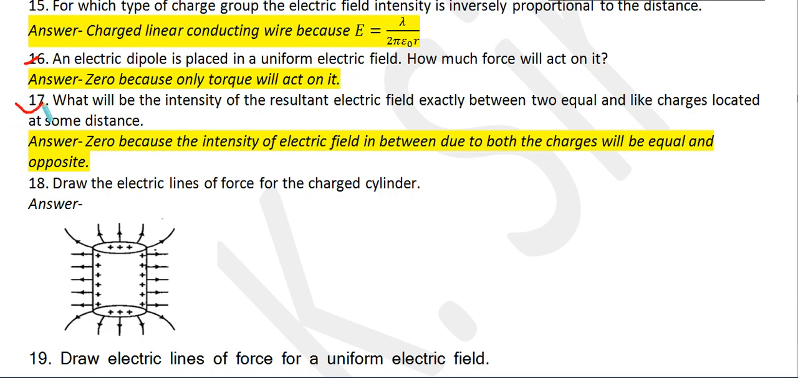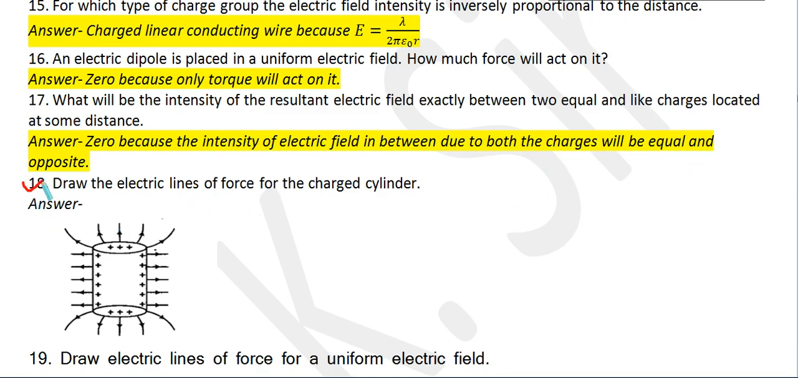In question number 17, what will be the intensity of the resultant electric field exactly between two equal and like charges located at some distance? 0, because the intensities of the electric field between both charges will be equal and opposite.